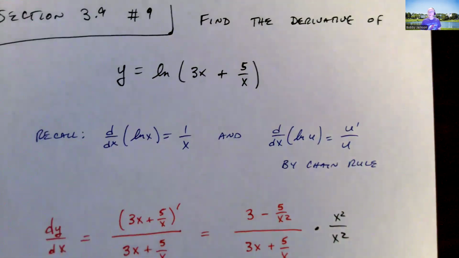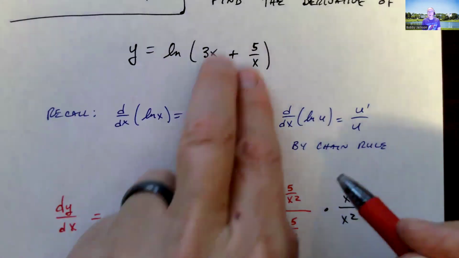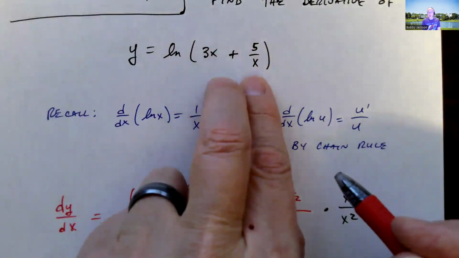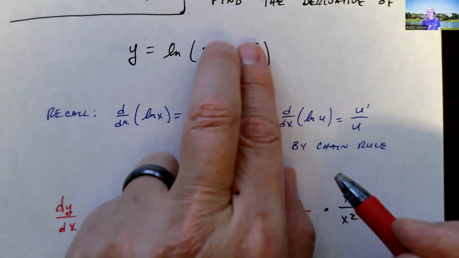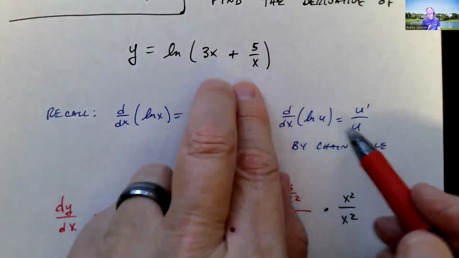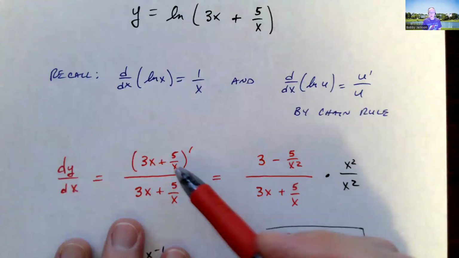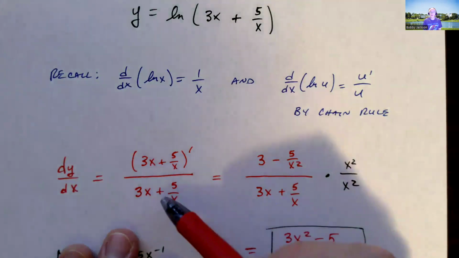So let's go with this one. Notice it's chain rule, right? u, the inner function, is 3x plus 5 over x. So the derivative of this function will be just u prime over u, where u is this stuff in the parentheses. So we literally get u prime over u for the derivative.